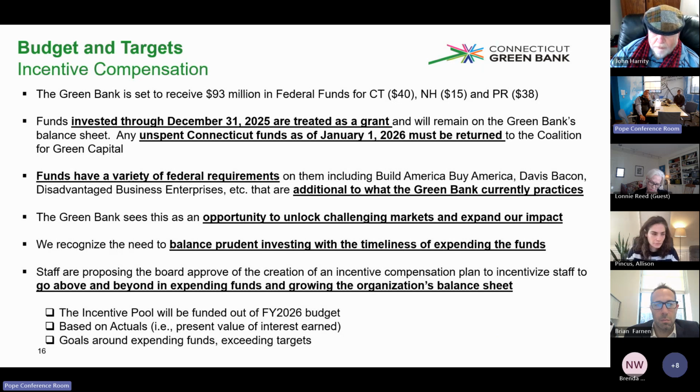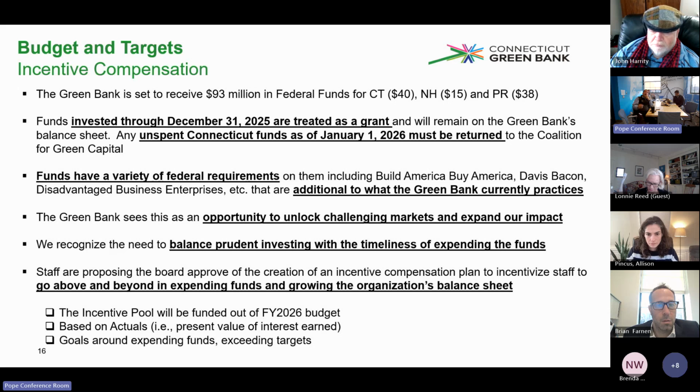Basically, funds invested through the end of this calendar year are treated as a grant by the Coalition for Green Capital and will remain in perpetuity on the Green Bank's balance sheet. So if we spend all $40 million, and by spend, I mean invest, at rates that are typical of the Green Bank, so thinking 5% for 15-year durations, that's an additional $2 million in interest income that the Green Bank would receive on an annual basis. Anything that we don't spend this time next year must be returned to the Coalition for Green Capital. We would still have access to it, but we would have to access it as a loan.